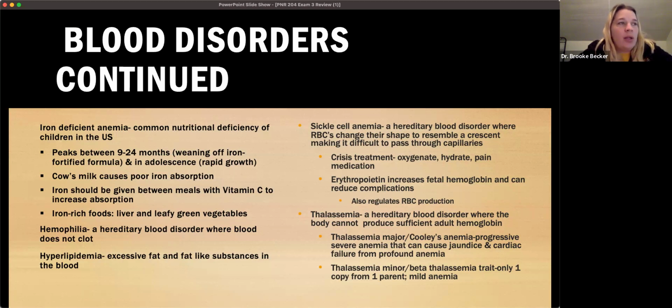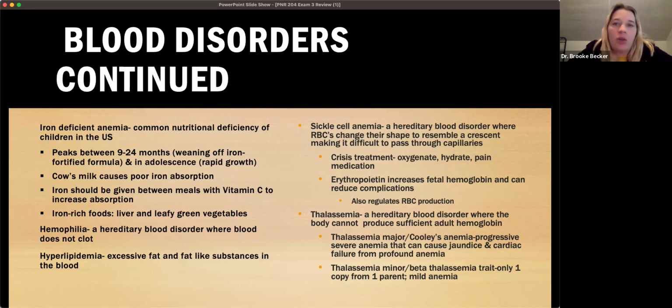Hemophilia is a hereditary blood disorder where the blood does not clot appropriately. Remember, there are different forms of hemophilia. Hyperlipidemia, that's excessive fat in the blood, which we already talked about.